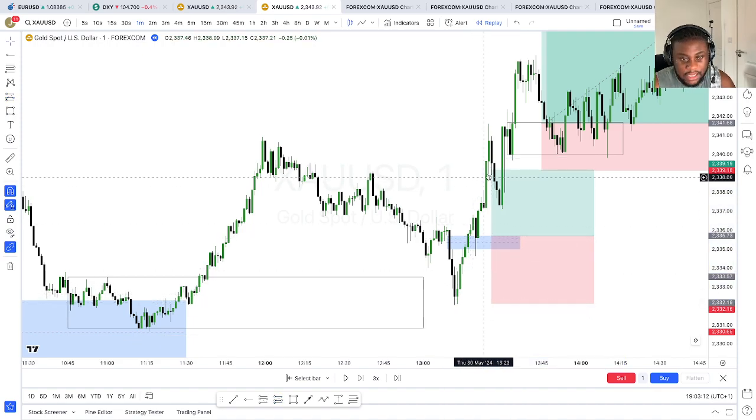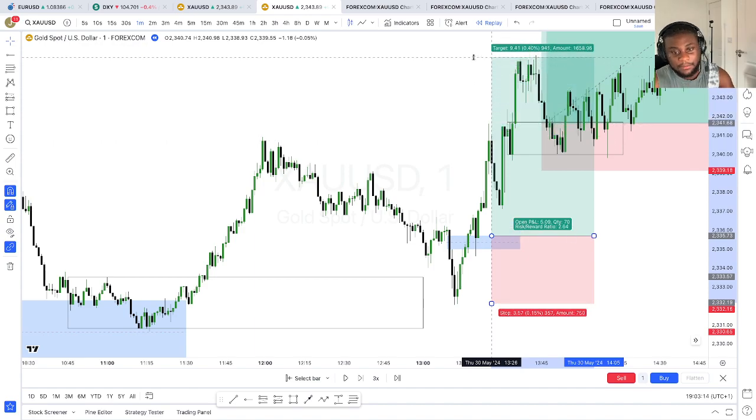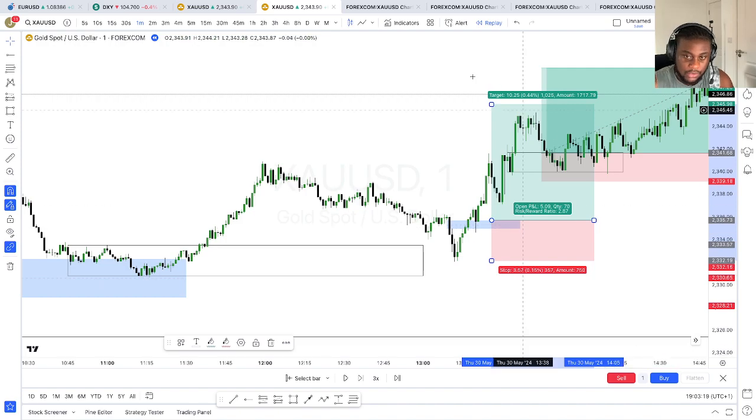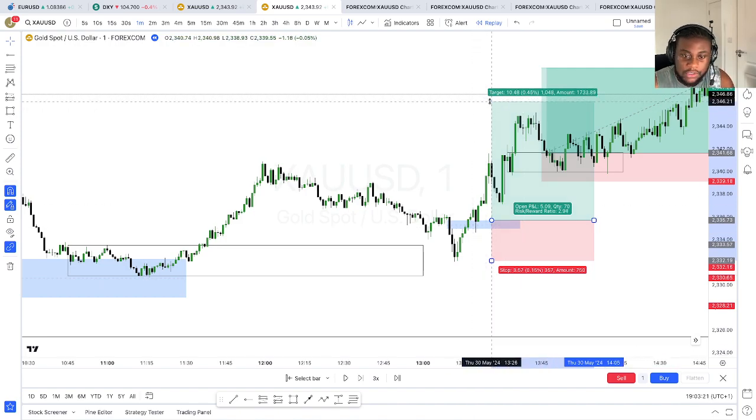This is the re-entry that I should have been able to identify, but I wasn't able to identify at the time. But that's okay, because we were still able to get into this trade, capture our 1 to 3 R&R, and keep it pushing.